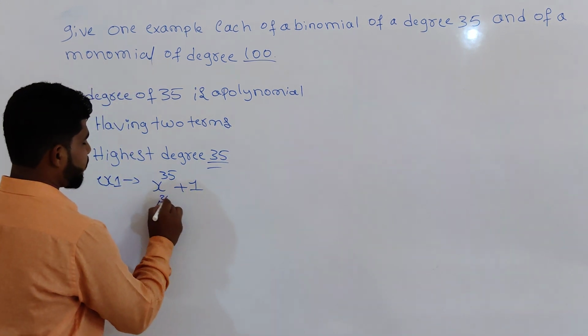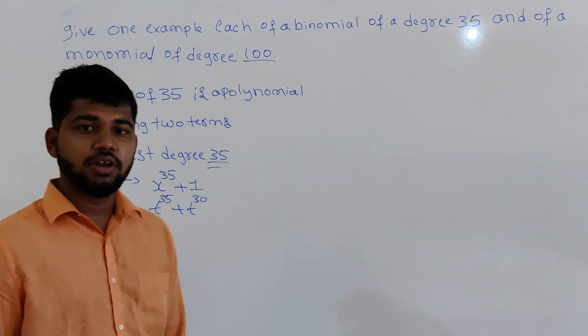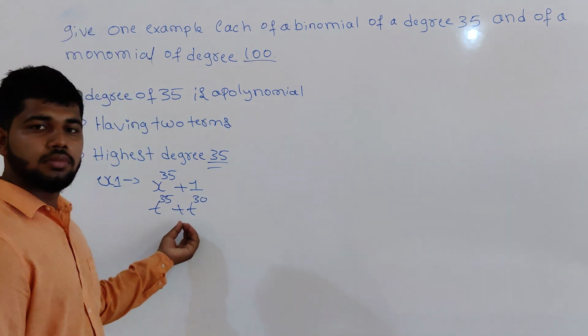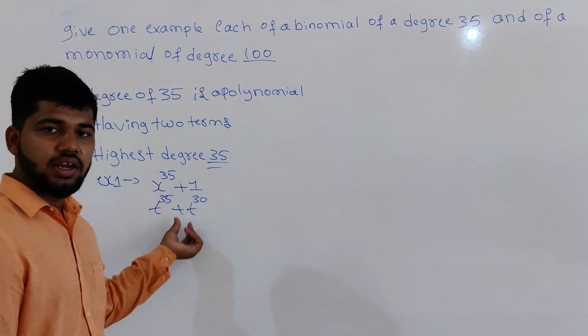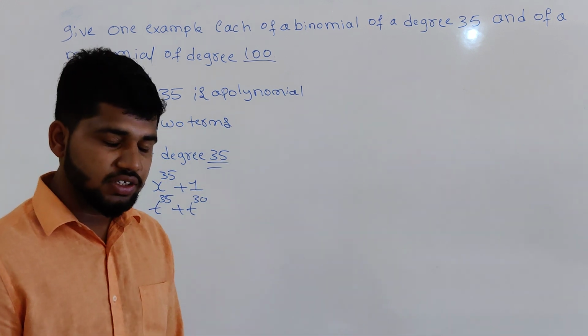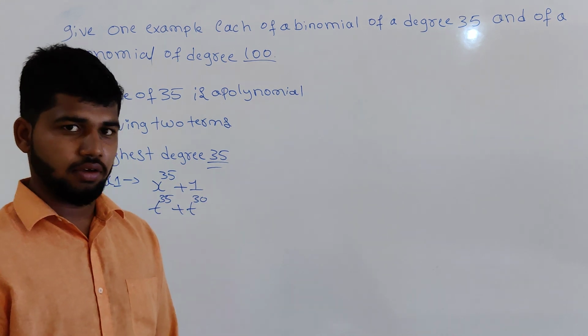Now t power 35 plus t power 30. Here which is the highest power? Between 35 and 30, 35 is the highest term. Now the degree of the polynomial is 35.